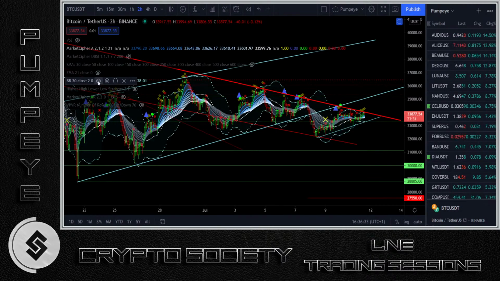Is there a potential head and shoulders there in that little zone, on a diagonal? Yes, I guess so. But Market Cipher is showing some continuation, right? Which is a good thing, positive.